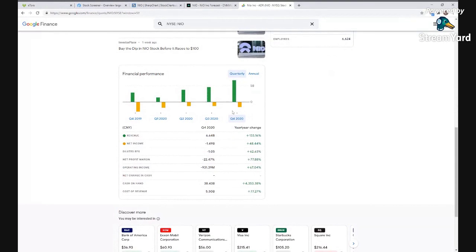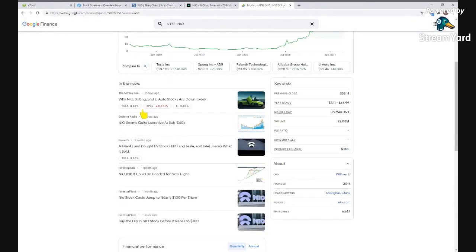You can look at the financials here, guys. The chart here is financials. I went through that already. The news is here.